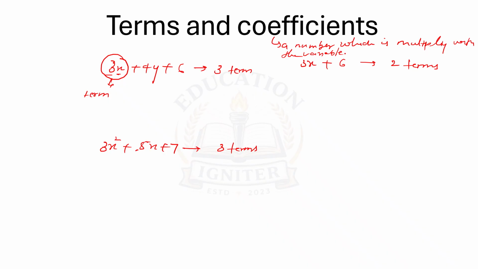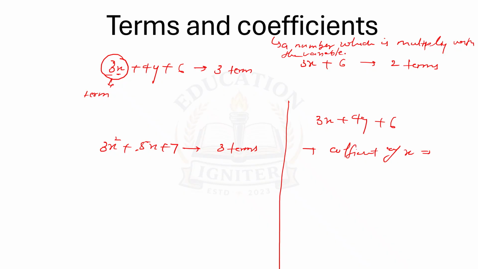Now see the coefficient example over here. If I am writing here 3x plus 4y plus 6, and I am asking what is the coefficient of x, so which number is multiplied by x? There is a 3, so here the coefficient will be 3. If I am asking what is the coefficient of y, so which number is multiplied by y? There is a 4, so here it will be 4.